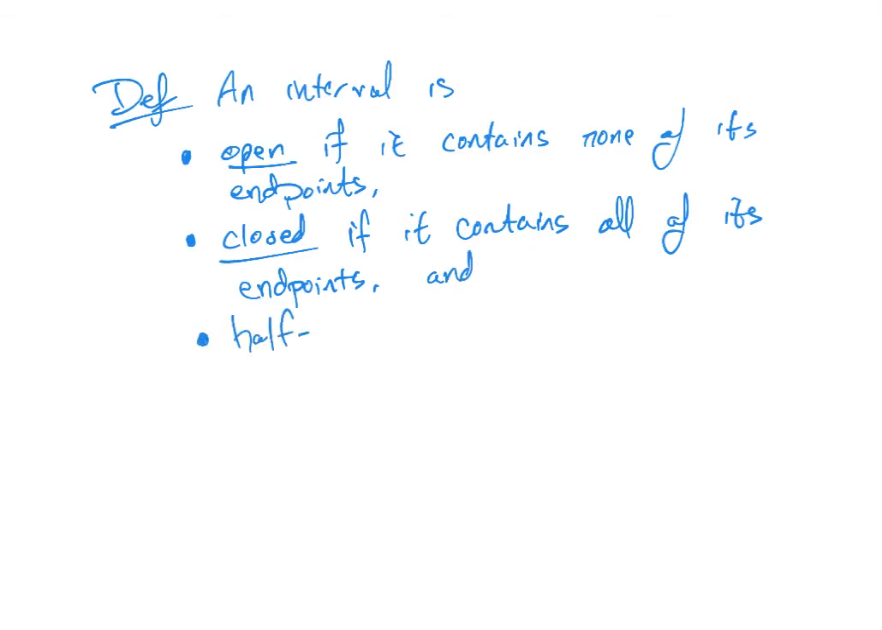And then there's the half open. Or if you like, you can call this half closed. Here the definition is a little bit weird. To be half open or half closed, you have to have 2 endpoints. Not every interval has 2 endpoints, but you have to have 2 endpoints, and you contain precisely one of them.